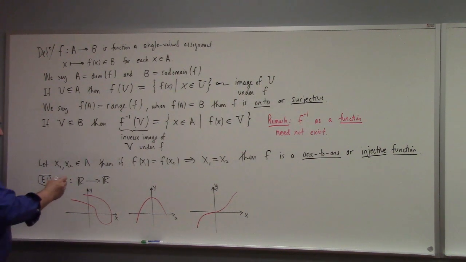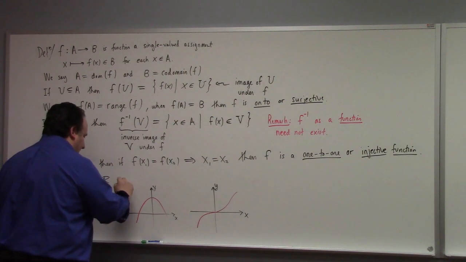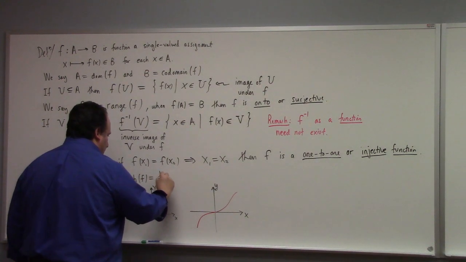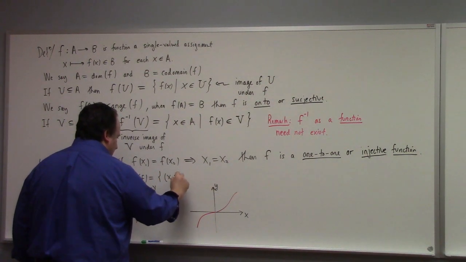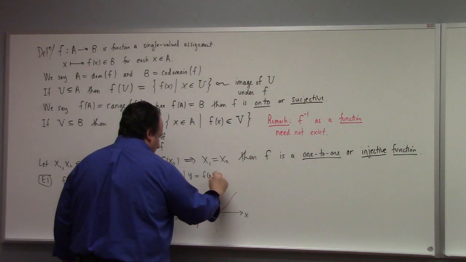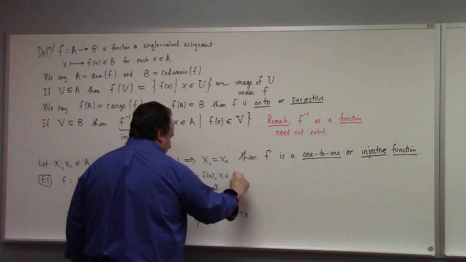What's the definition of the graph, by the way? The graph of f has to be equal to the set of (x, y) such that y equals f of x, and x is an element of the domain of f.